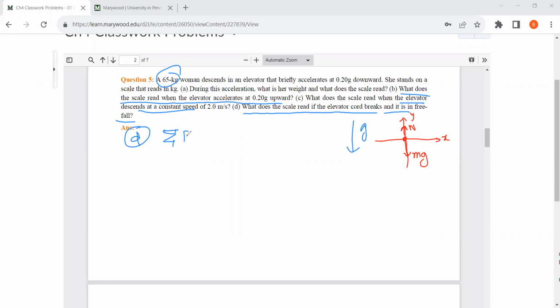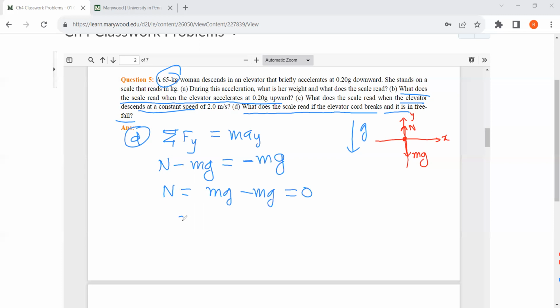So again, let's write down Newton's second law. Again, n minus mg, and then minus ma, where a is now the gravitational acceleration, right? Because acceleration is equal to the gravitational acceleration in free fall, and negative sign because the gravitational acceleration is downward. Now you see that n equal to mg minus mg, and that is equal to 0. So the scale reading this time is equal to 0.